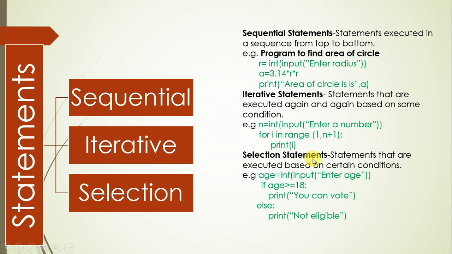Next is the selection statement. These are the statements that are executed based on certain conditions. That is why its name is selection, means the output is selected based on a condition. First we have taken a variable age in which we have taken the value from the user. If the user gives the value greater than or equal to 18, then this print statement, you can vote, will be displayed. Otherwise, the not eligible statement will be displayed.